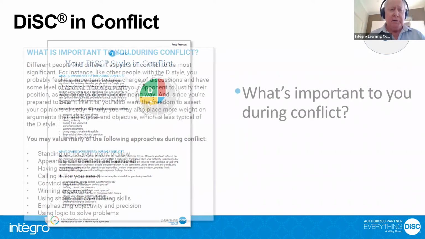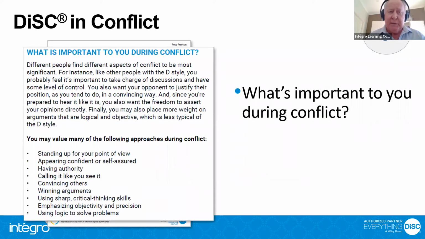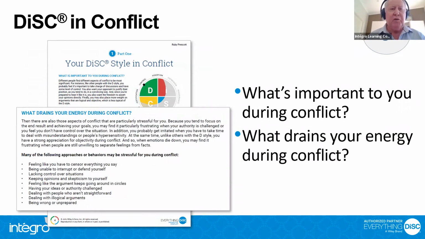What you value in conflict, okay? And again, we see in the list here for Ruby that one of the things she really values is winning arguments, all right? And so that explains why in conflict situations she becomes so forceful and pushy to get the result that she wants, okay? And then down the bottom of the page is what drains your energy during conflict. And these situations might be quite stressful for you, like lacking control, when control is her number one priority, okay?